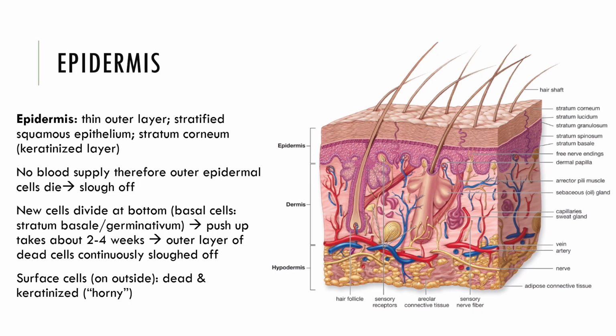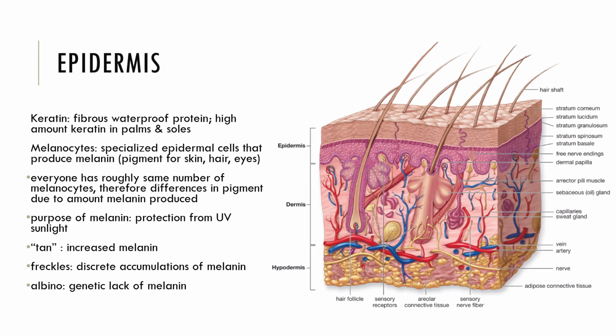And the outermost layer is called the stratum corneum. This is, again, the outermost layer. It is dead keratinized cells, sometimes called horny cells. This is the layer that continuously sloughs off. The skin that sloughs off is dead.